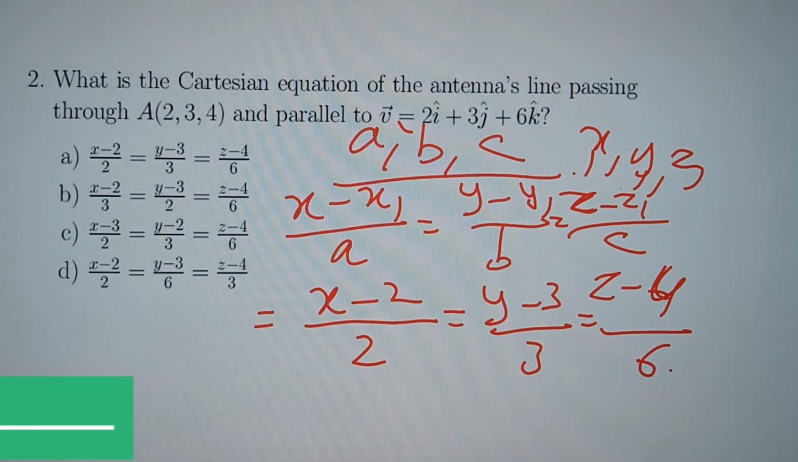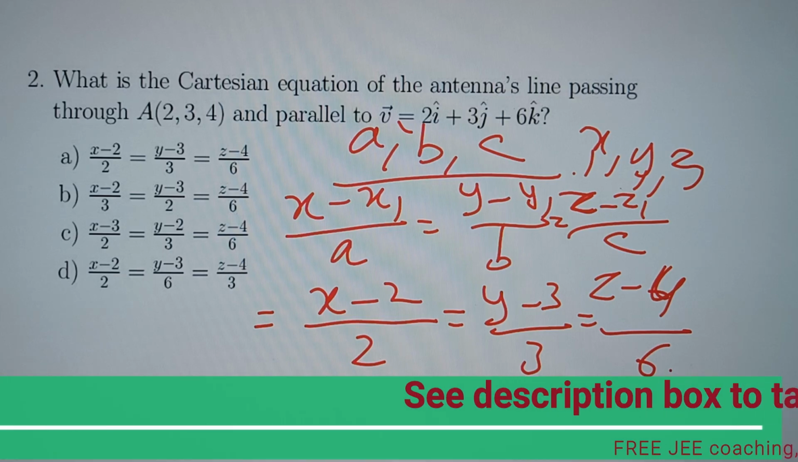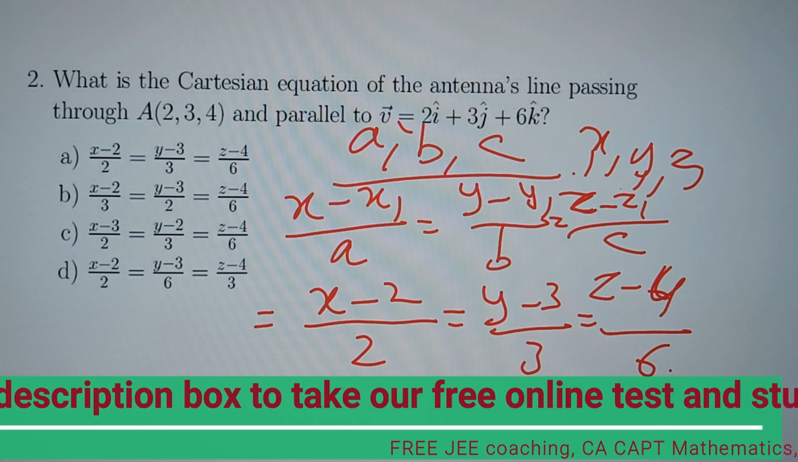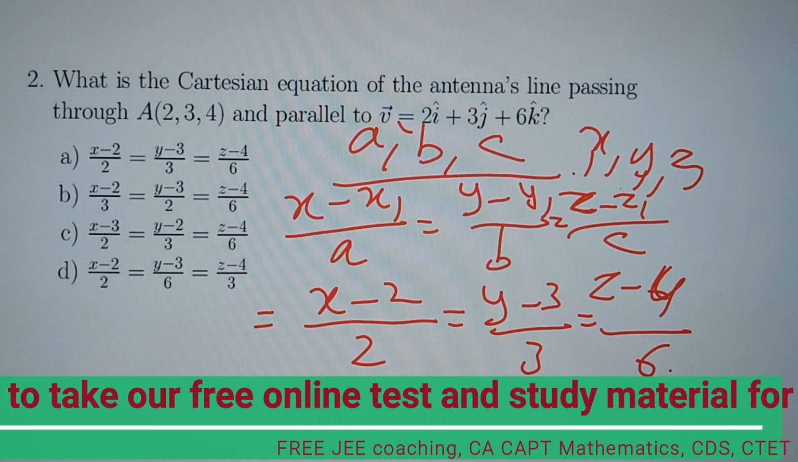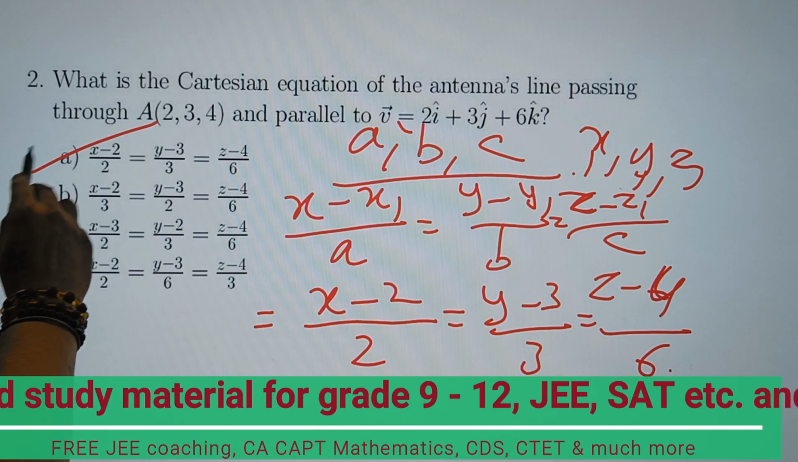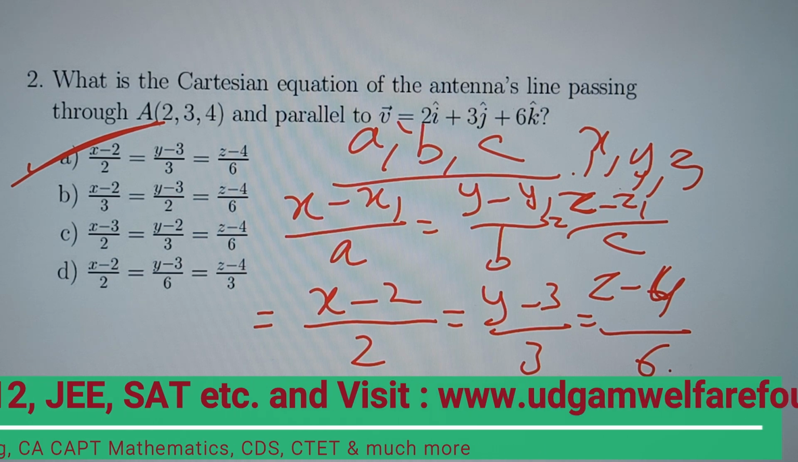Very simple. Hence our required equation is given by (x - 2) upon 2 equals (y - 3) upon 3 equals (z - 4) upon 6. And if we compare our answer with the given options, we can say that option A is our correct answer here. Now let's move towards question number 3.